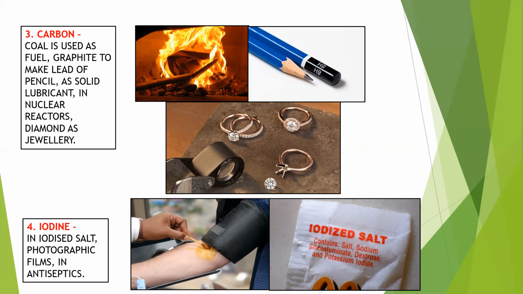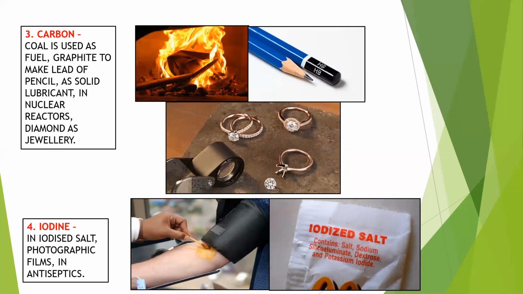Next is graphite, another form of carbon. It is a crystalline black lustrous substance. It is soft and slippery and marks paper black, and therefore graphite is found in the lead of the pencil. This diagram shows the lead of the pencil. It is used as a solid lubricant for machine parts. Next, nuclear reactors. Now in so many areas we use graphite.